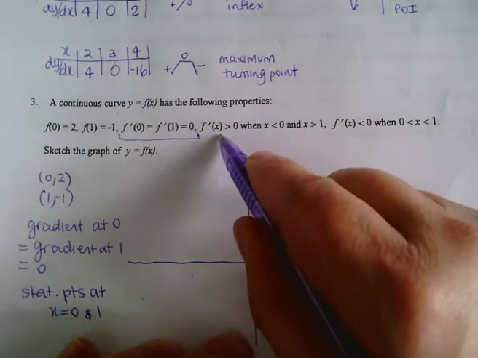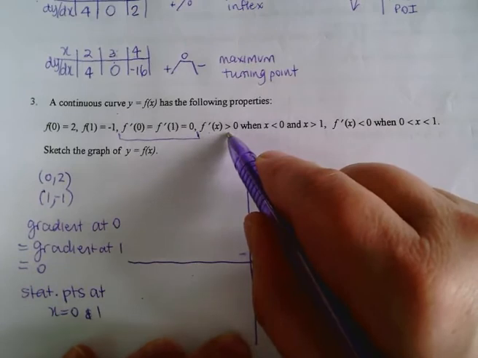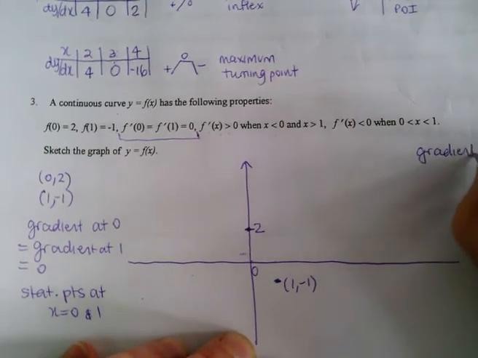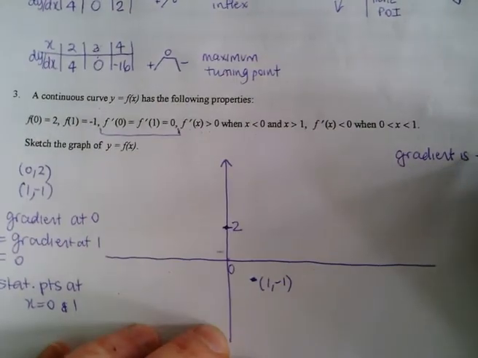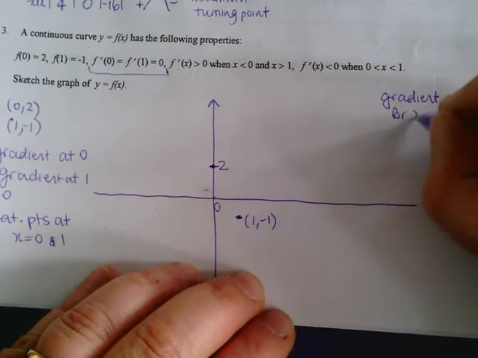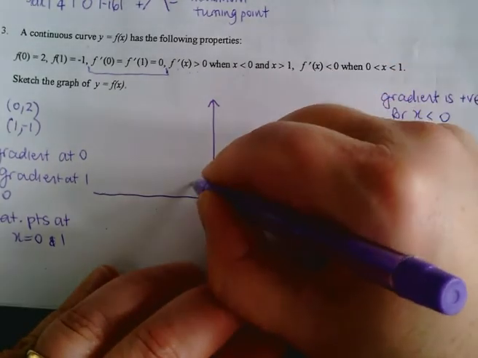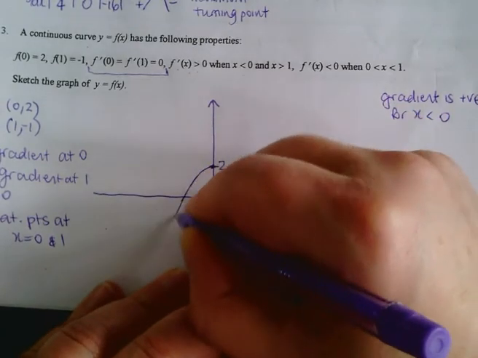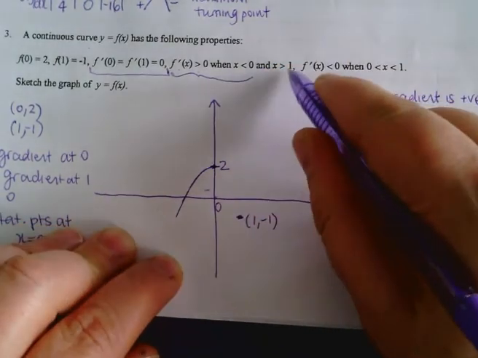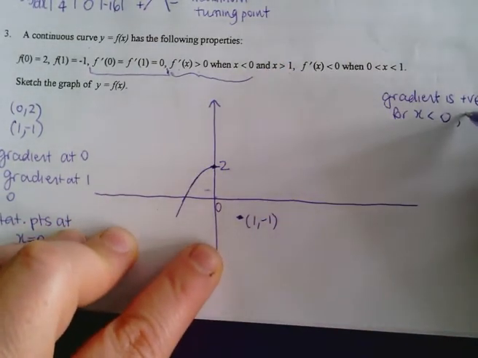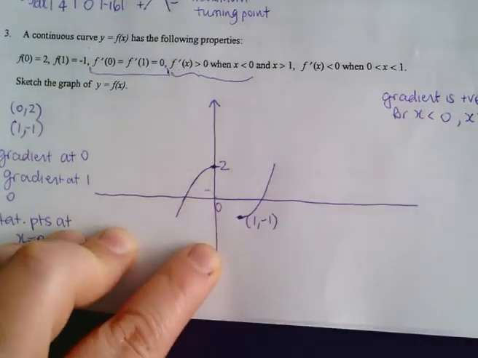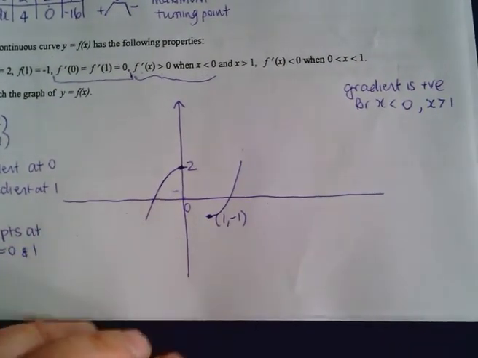Now, the first derivative is positive, so the gradient is positive when x is negative. So we know that the gradient is positive for values of x less than 0. Gradient's positive. It has to go like this. Do you get that? Positive gradient. Oh, and then it goes up again. And when x is greater than 1, the gradient's positive, it has to go up this way. Do you get that? And so we've done that.